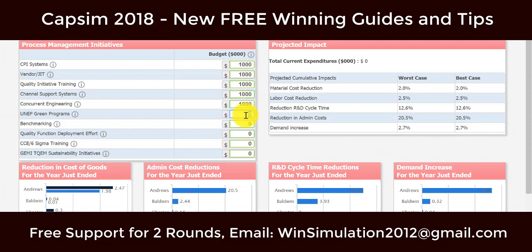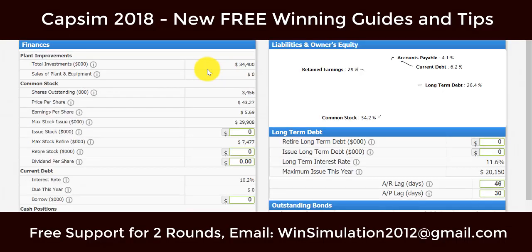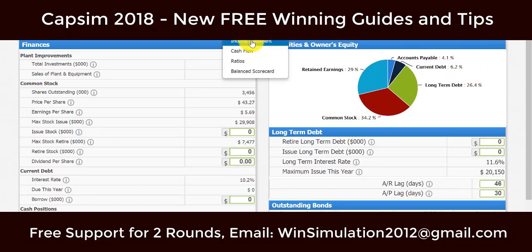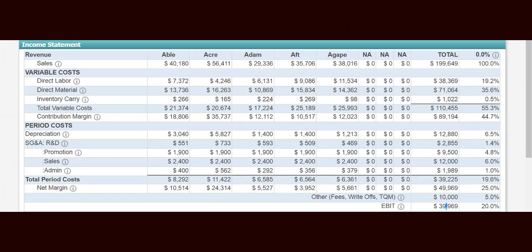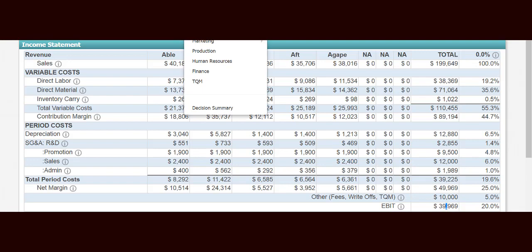We can apply 1,000, meaning a million, for all 10 initiatives of total quality management, whenever they are available. For finance, we see that we get very good sales and high net profit. We do not have to issue any stock or long-term debt. Again, this strategy is very suitable for 4 rounds. We can sell nearly 2 million, and net profit is very high, much higher than the professor's requirement.